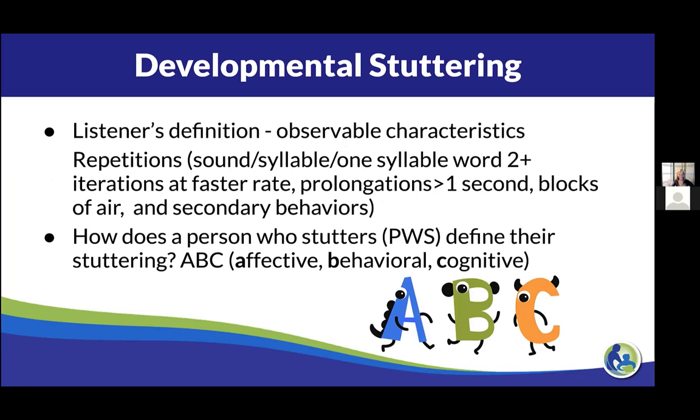The next is, yay, developmental stuttering. And it's important to realize a definition for developmental stuttering can be 2 different things. It could be from the listener's perspective, from the speech therapist, the parents, the teacher, what they observe, what they hear, what they see. It could be repetitions at the faster rate, more than 2 iterations, prolongations, actual stoppage of air, the secondary behaviors such as moving their hands or avoiding eye contact. But a person who stutters often defines their stuttering not by those speech behaviors. I use this ABC to help remember how they might look at it: affective, behavioral, and cognitive. And so what does that look like?